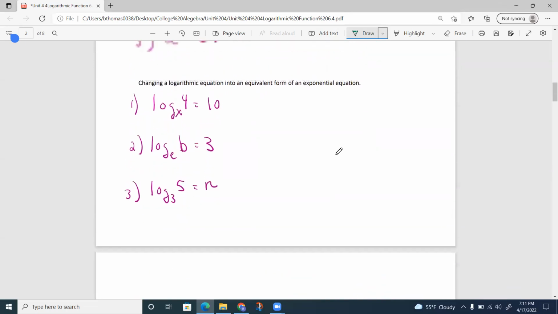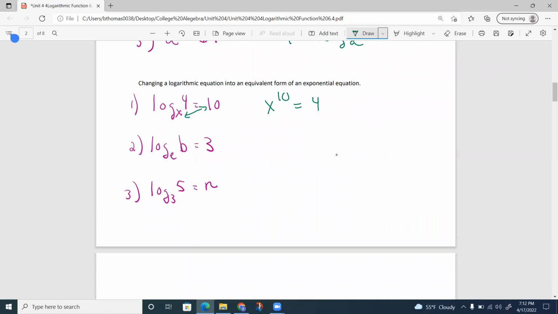If I want to change a logarithmic equation into an equivalent form of an exponential equation, so again, we have logarithmic equations given. If we want to rewrite that in an exponential form, what I do is I focus on the base, which is the x. And the exponent would actually be the 10, and that would equal then the 4. So notice that the x and the 10 are going to go together, so that they come together as one side of the equation, and the 4 becomes the other side of the equation. So it's kind of unpacking the logarithm, if you will.